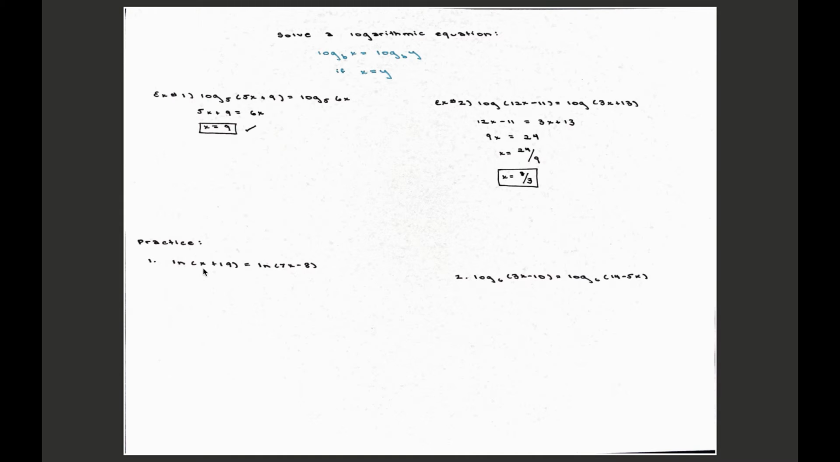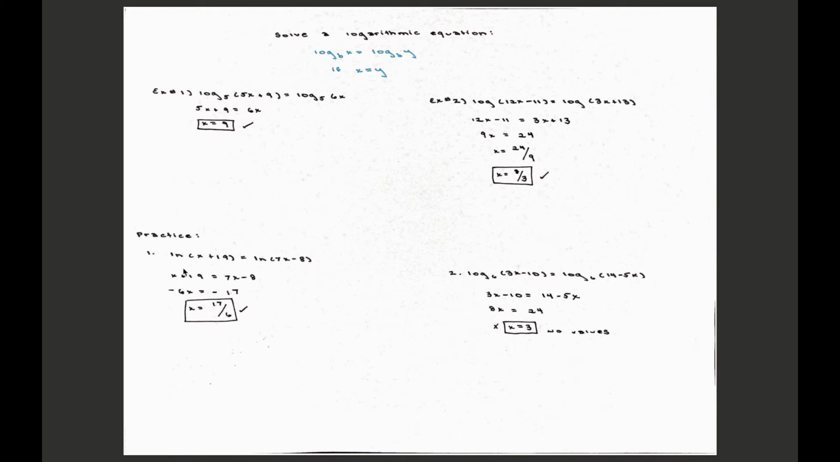Stop the video and do these 2 practice problems. All right, so let's look at these. So x plus 19 equals 7x minus 8. I solve it, I get x equals 17/6. I go back, plug it in. I make sure that both of these values, x plus 19 and 7x minus 8, would be positive. They are. My answer works.